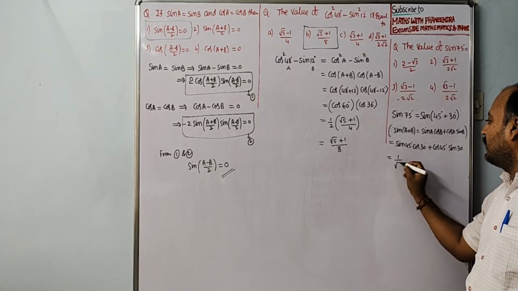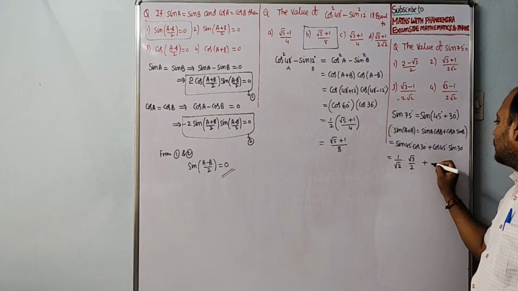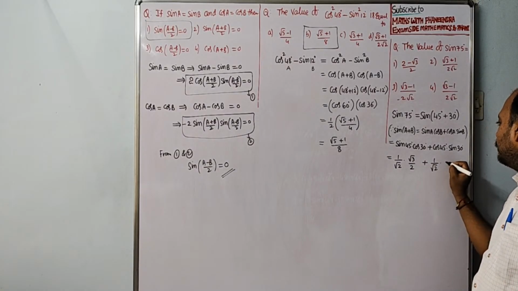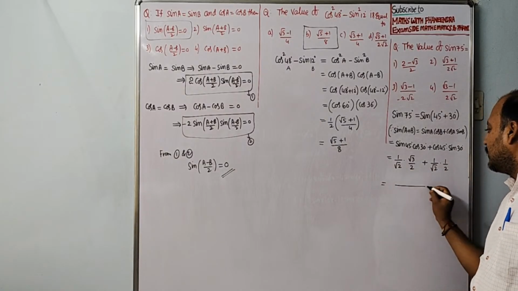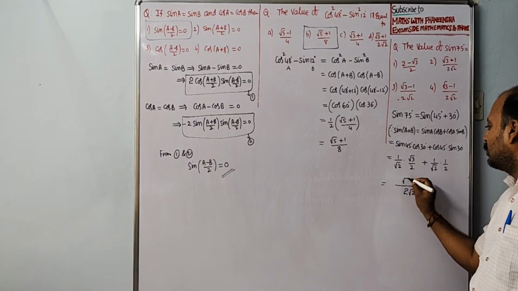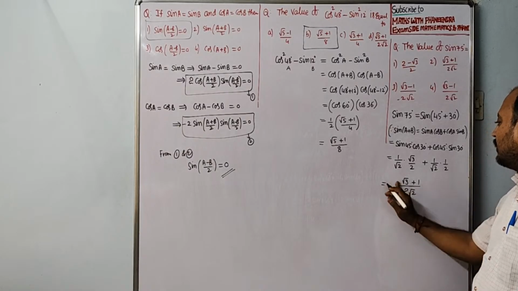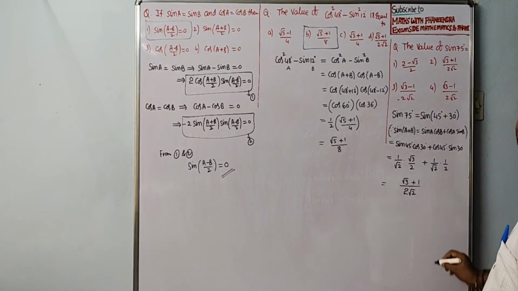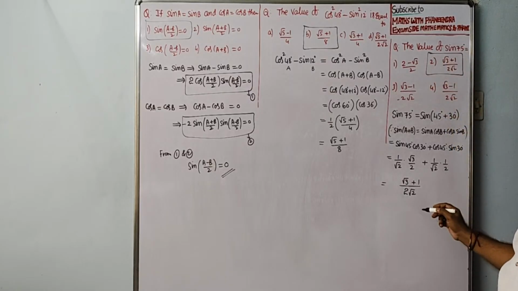Sine 45 is 1 by root 2, cos 30 is root 3 by 2. Plus cos 45 is 1 by root 2 into sine 30 is 1 by 2. So denominator 2 root 2 is taking LCM. 2 root 2. Root 3 into 1 is root 3 plus 1 into 1 is 1. So root 3 plus 1 divided by 2 root 2 is our final answer for sine 75 degrees.